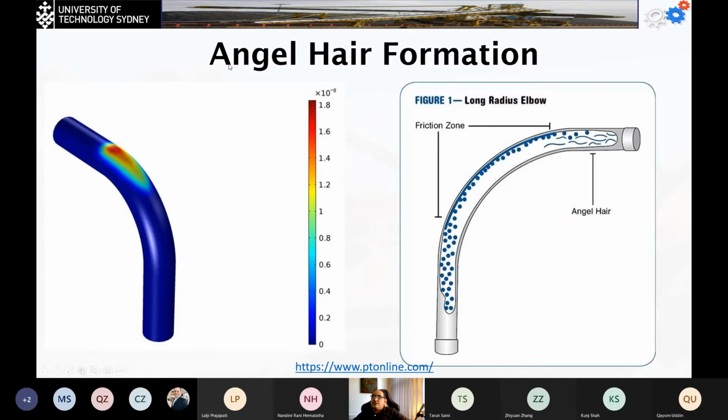I'm sorry, it's the angel hair. Yeah. So the angel hair formation is going to happen because of the falling pressure. When I have a bend, a long-radius elbow, the materials start to move along the wall, and at the end it is going to be released as the angel hair formation. This will cause a very high friction at that point, and the friction is going to be too high until it wears the material.